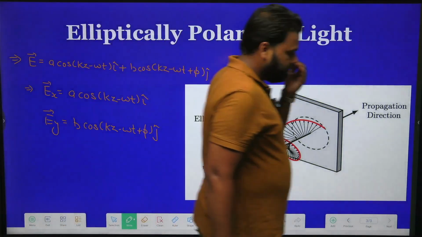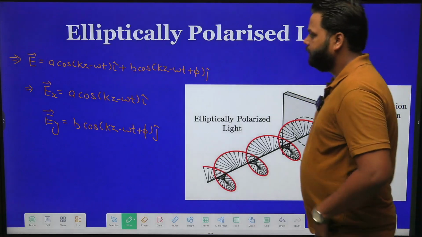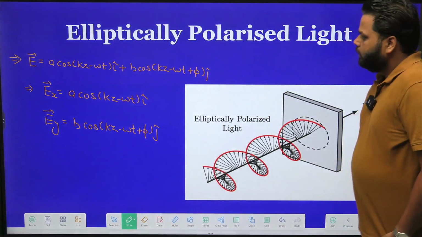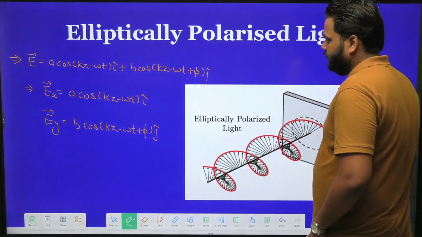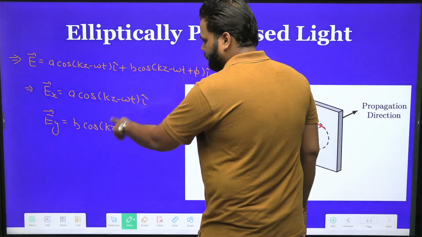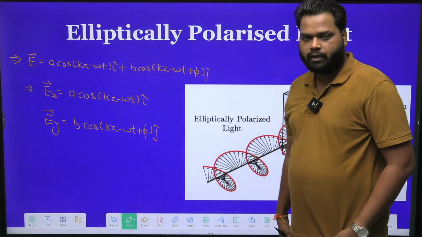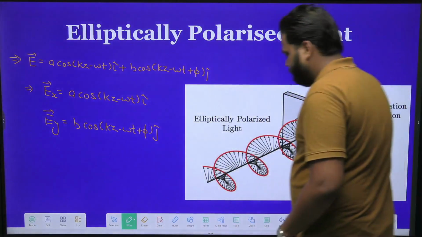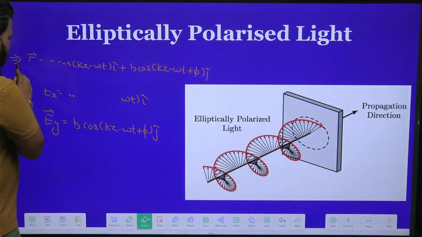Here φ is basically the phase difference between the two components of the electric field, that is in the direction of x and in the direction of y. I'm not going to derive once again, we have derived this relation. Now, eliminating the time factor from these two equations, we are going to find the equation of the path. As I said, I'm not going to derive that particular equation because we have derived it already, so I'm going to write that directly here.